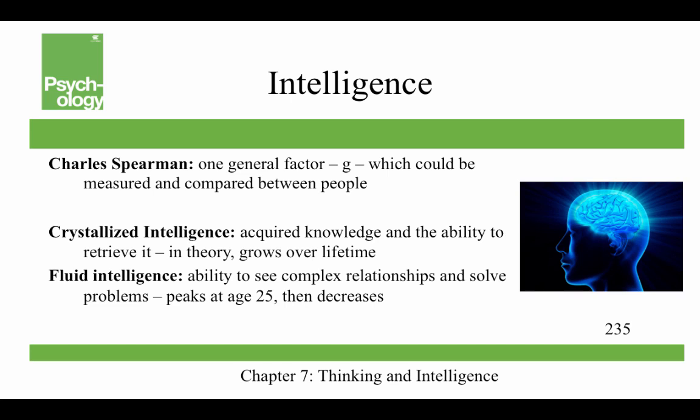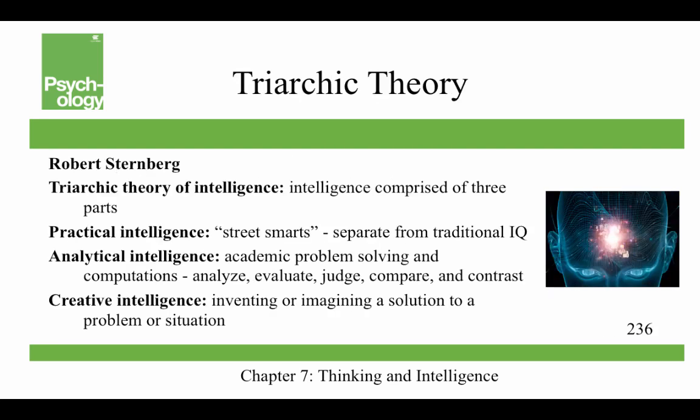Whereas fluid intelligence is your ability to see complex relationships and solve problems. Fluid intelligence peaks at age 25, and then it begins to go down. So it's more difficult to learn. If you're learning a foreign language, it's tougher to learn it at 50 than it is at 20 because of your fluid intelligence. The triarchic theory of intelligence is Robert Sternberg's theory.